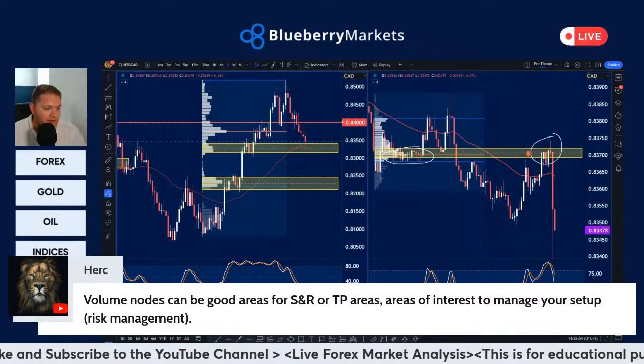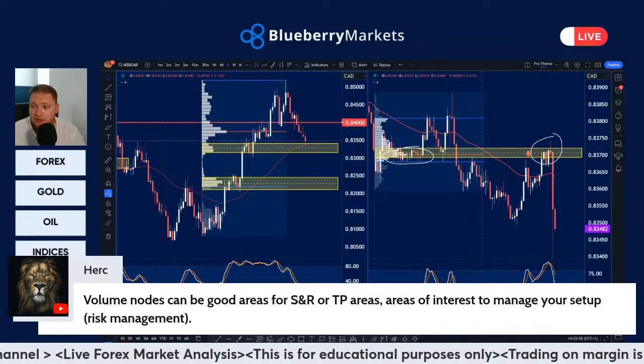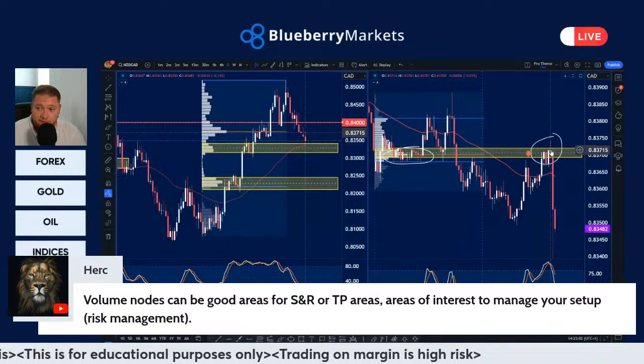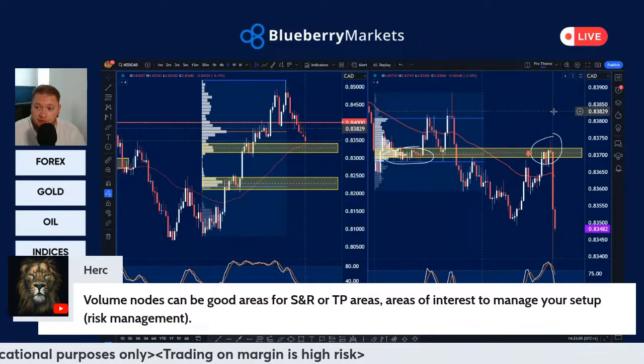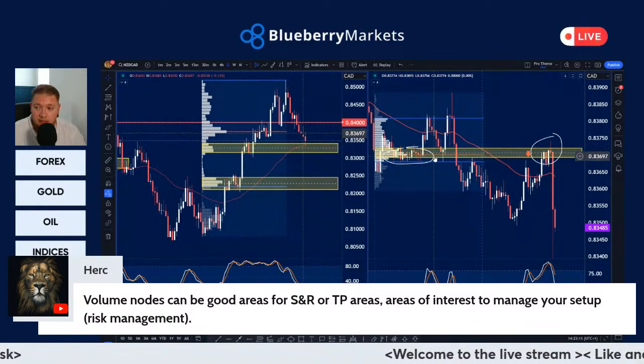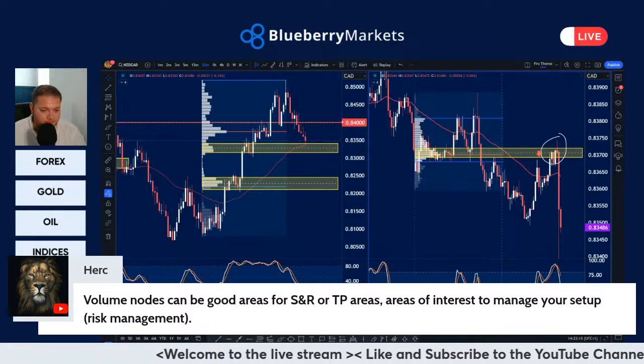Volume nodes can be good areas for support and resistance, TP areas of interest to manage your setup, risk management. Yeah, absolutely. Even if you did get short on this volume, you know that you want to put your stop loss above another area of volume, because the volume areas can be areas of support and resistance. Yeah, absolutely.